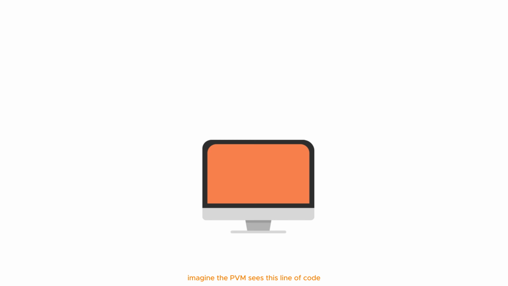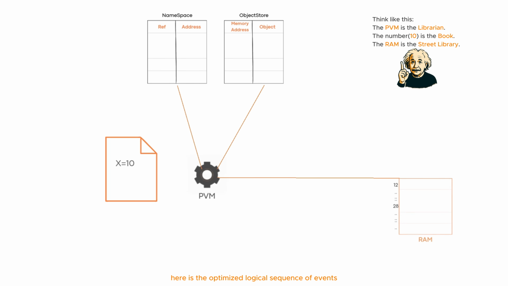Imagine the PVM sees this line of code, X equal to 10. Here is the optimized logical sequence of events. Step 1. Check the namespace for the name. The first thing the PVM does is check its namespace table. It asks, does a variable with the name X already exist? In this case, it's the first time you are using X, so the answer is no. The PVM keeps this in mind.